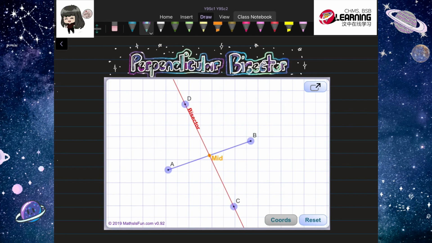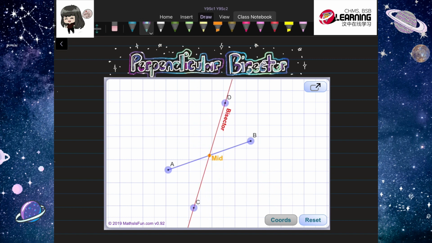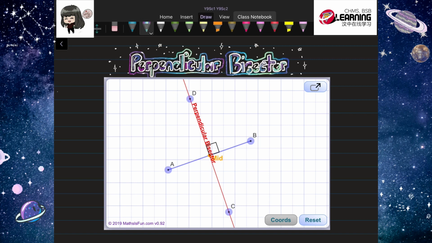You look at this AB. If I want to divide this AB into half and it's perpendicular, it must be perpendicular. So you look at this line. This line is a bisector. But to form a perpendicular bisector, it must be 90 degrees and divide this AB into half.